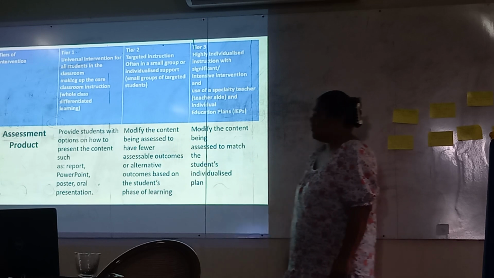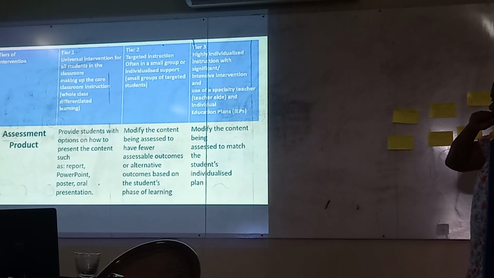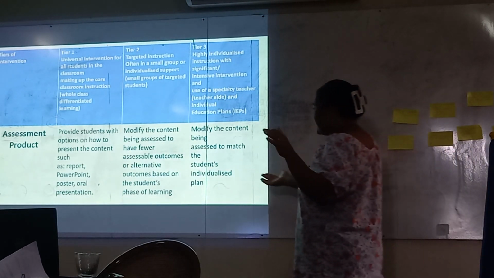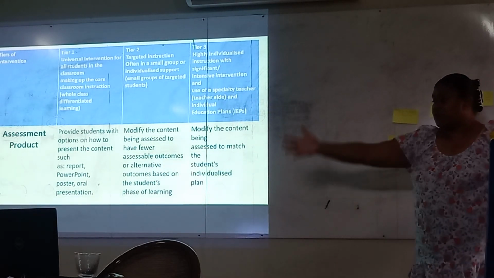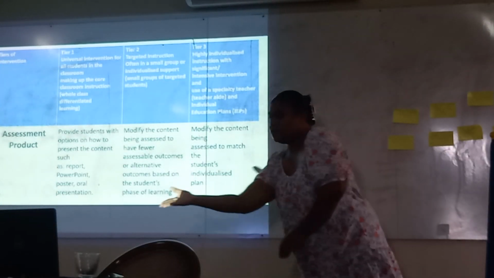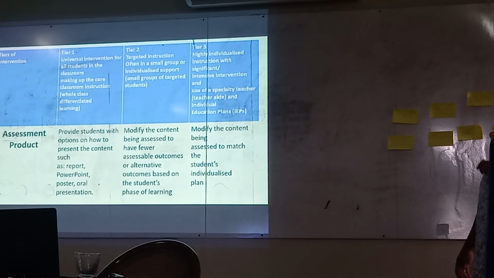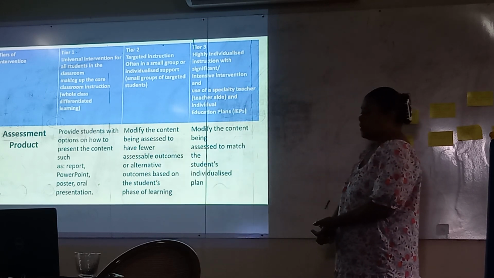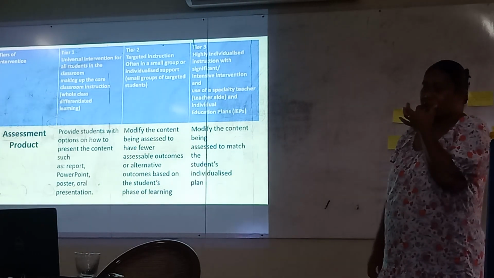For targeted, for example, you are trying to teach in phonics, you are trying to teach 8 phonemes. When it says fewer accessible outcomes, you're teaching phonemes for the whole class. When it comes to the targeted, you only make them learn maybe 3 or 4 of the whole 8 phonemes you're going to teach. So just fewer accessible outcomes or alternative outcomes based on the student's pace of learning.